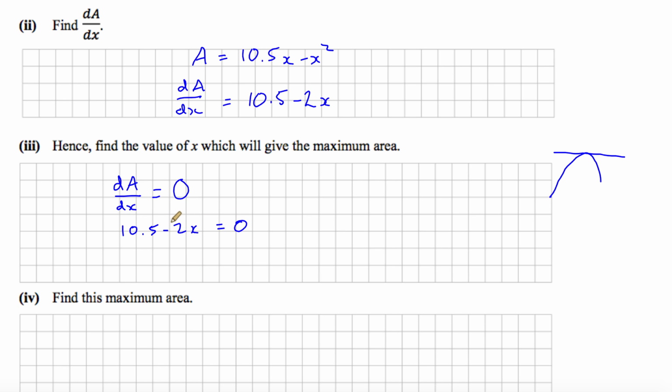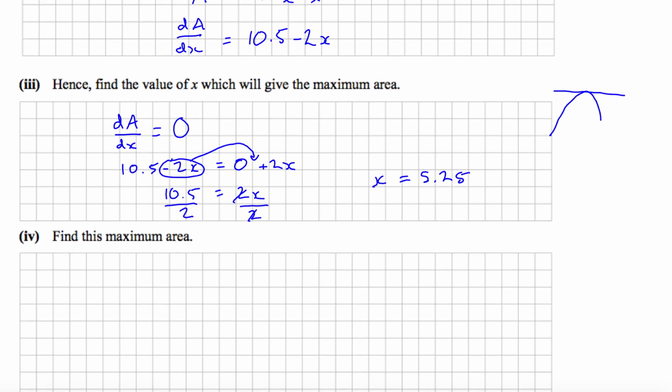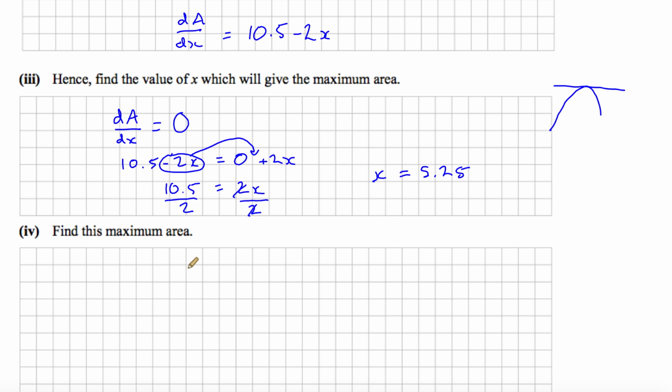So if we're going to solve this, bring the minus 2x over here, becomes positive 2x. So that gives me 10.5 is equal to 2x. So now I can divide both sides by 2 because I just want to have x. So x on one side, and the other side I'll have 10.5 divided by 2, which is 5.25. So that's the value of x that gives the maximum area. And finally, part 4 says find this maximum area.